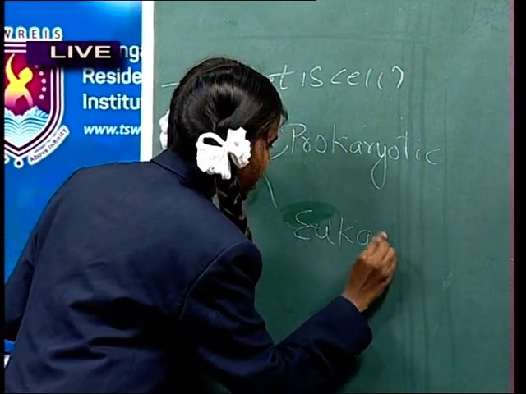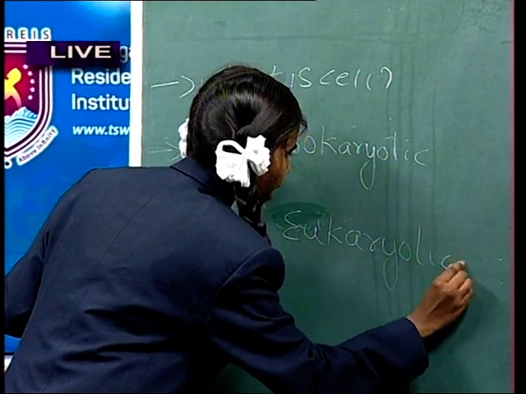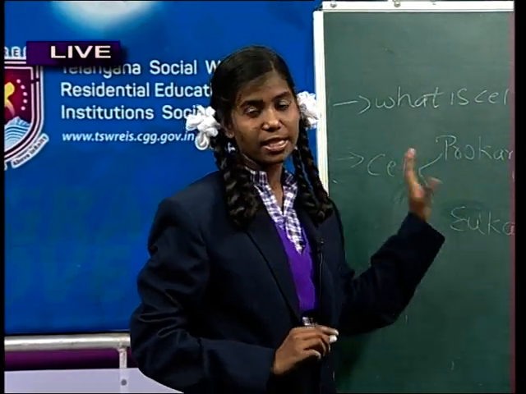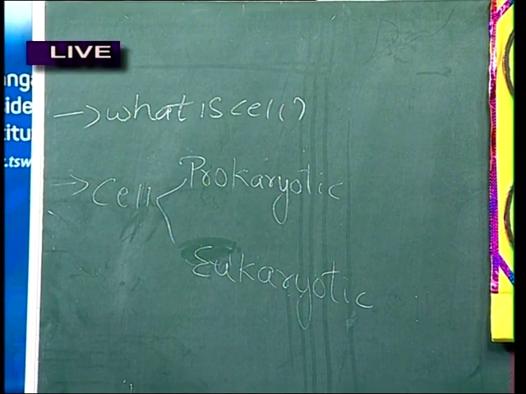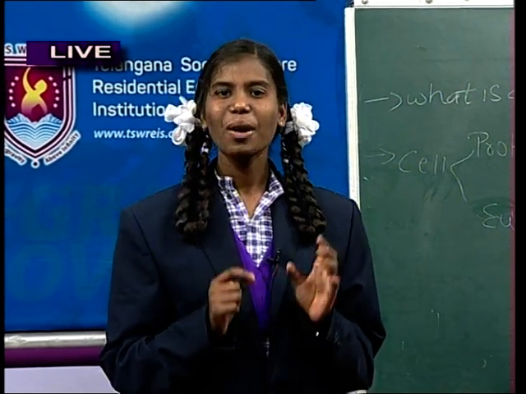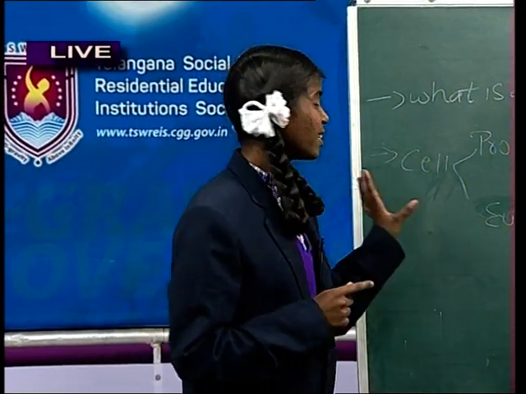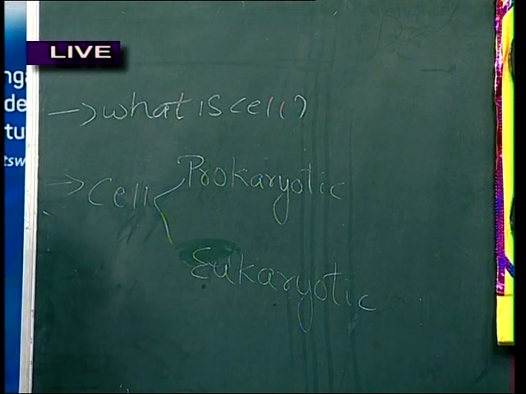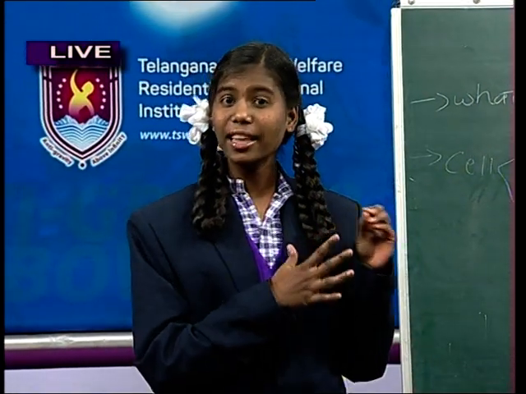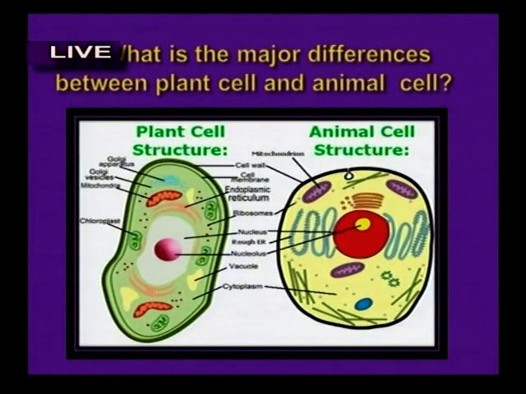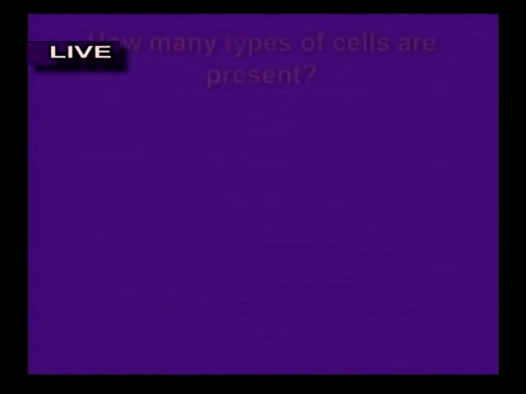So, what is the difference between prokaryotic and eukaryotic? See friends, pro means false, karyotic means nucleus. If the disorganized nucleus is present, that is, the nucleus is not covered by the nuclear membrane, it is called a prokaryotic cell. Listen friends, next one is eukaryotic. Eu means true, karyotic means nucleus. If the organized nucleus is present, that is, the nucleus is covered by the nuclear membrane, it is called a eukaryotic cell.